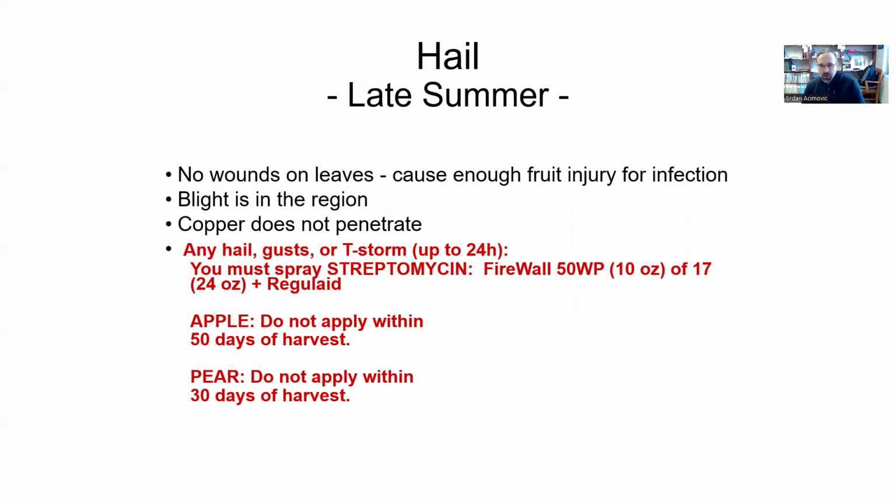Try to do it up to 24 hours after the storm that had hail, applying streptomycin with Regulate. Keep in mind that this is limited by the pre-harvest interval. The label for Firewall says you should not apply it within 50 days of harvest, and on pears it's about 30 days before harvest. So it's not that if you get hail closer to harvest you have to apply this material. No, you actually have to follow the label.